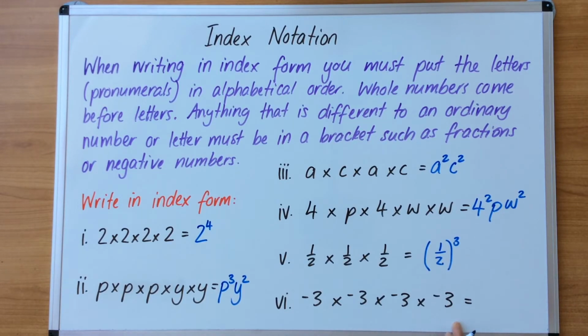And the same thing goes for negative numbers. So 1, 2, 3, 4. There are 4 lots of -3, so I open the bracket, put the -3 in the bracket, and place the 4 up the top, because the power tells me that that -3 is featured and multiplied by itself 4 times.